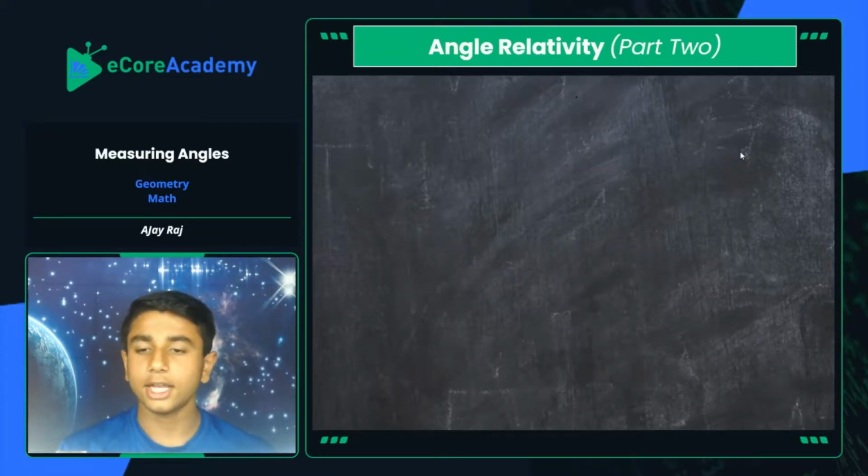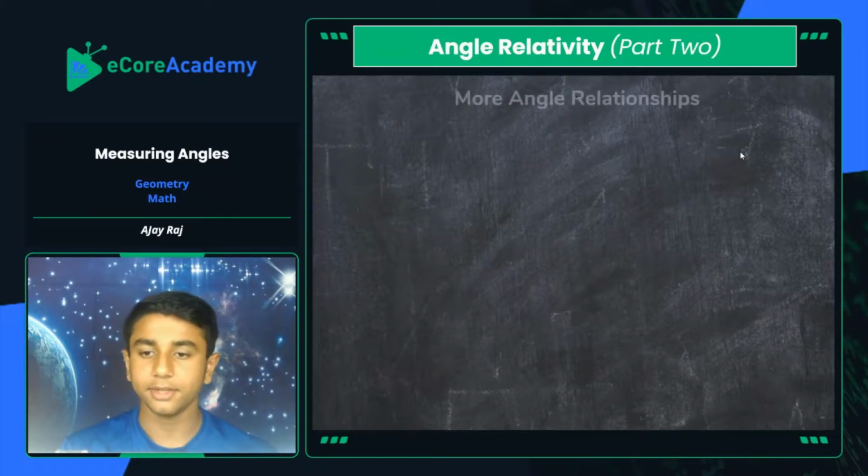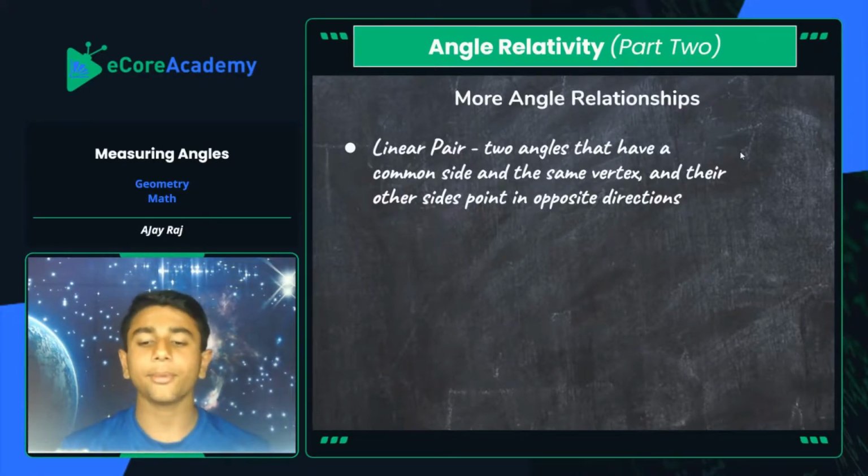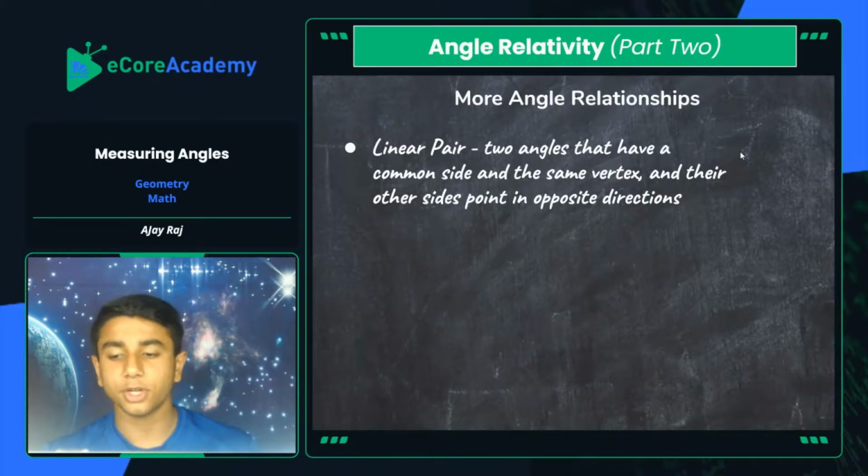And finally, for our last slide, we have part 2 of angle relationships, and it's just more angle relationships. And this angle relationship is very unique. It's called the linear pair. And a linear pair is when two angles have a common side and the same vertex, just like adjacent angles, but they have other sides that point in opposite directions. So unlike an adjacent angle, this is much more specific.